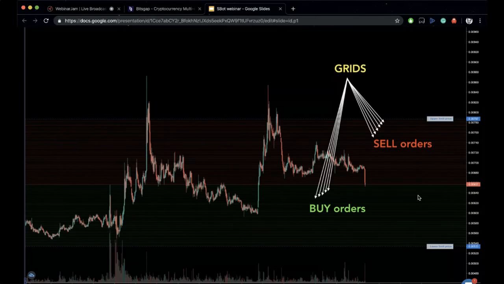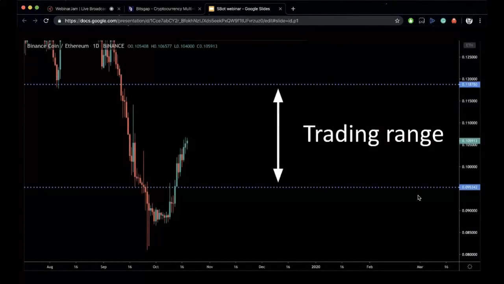So let me visualize the grid mechanism for you on this example. First of all, the trading range must be defined.